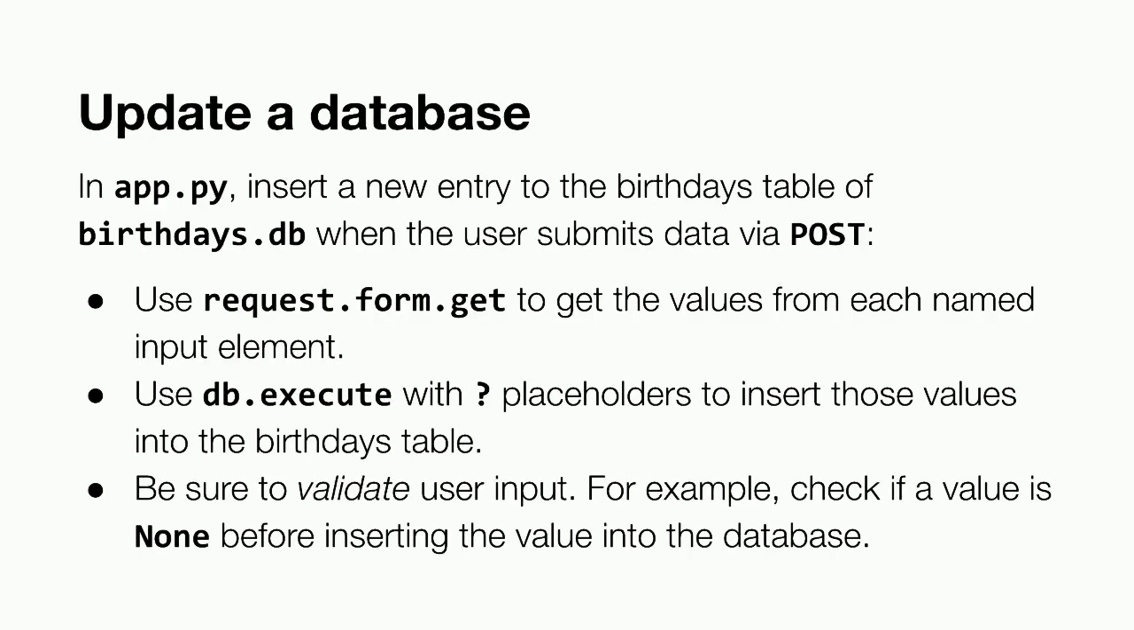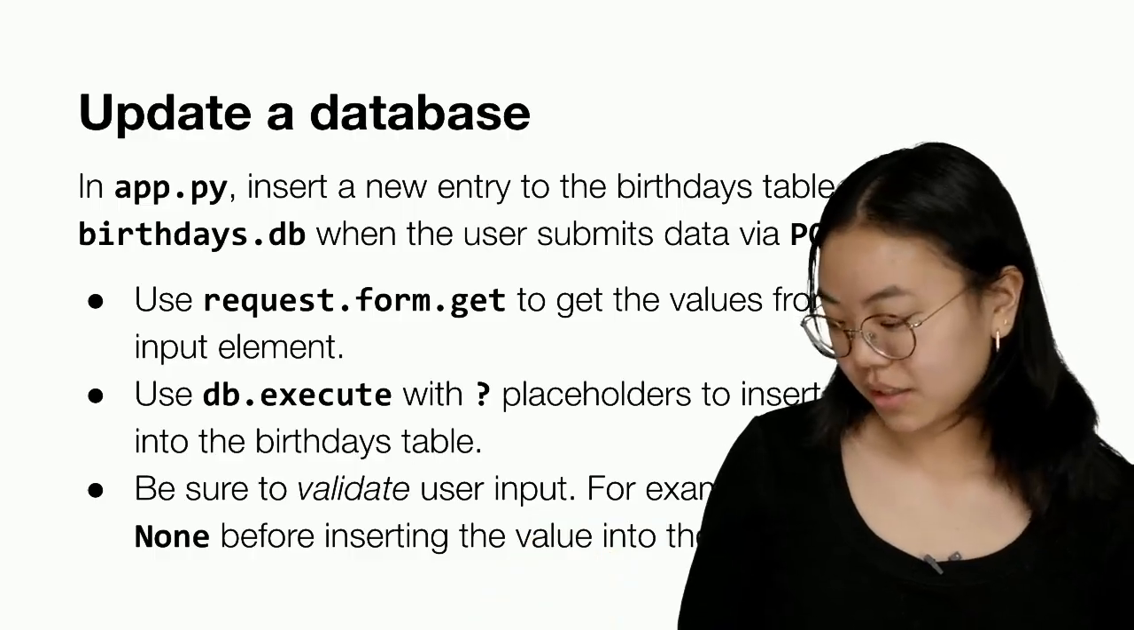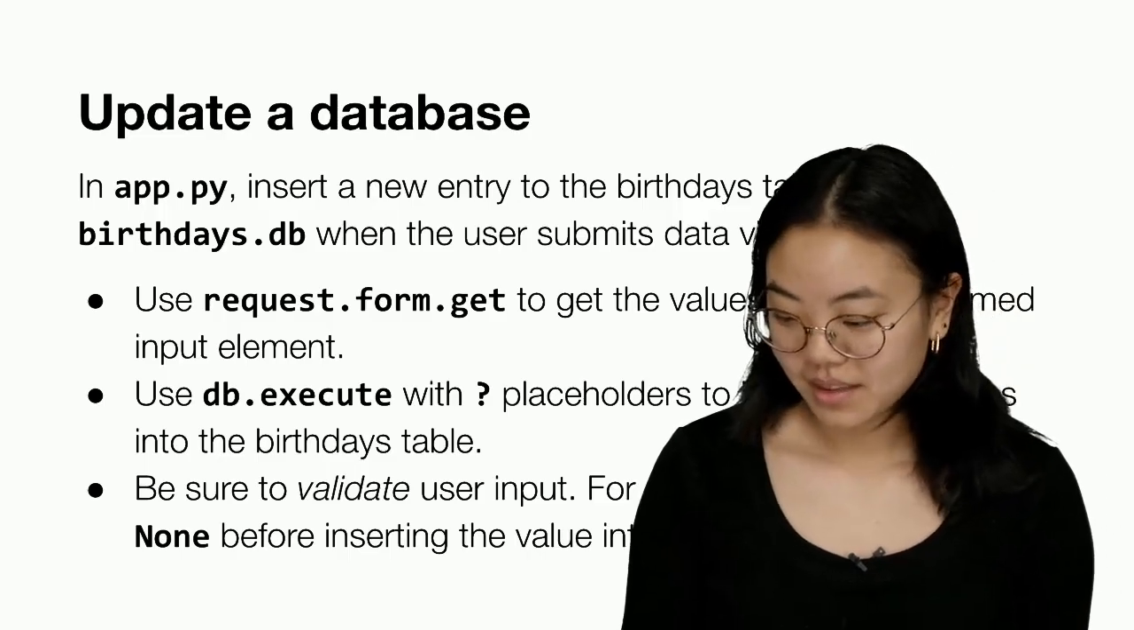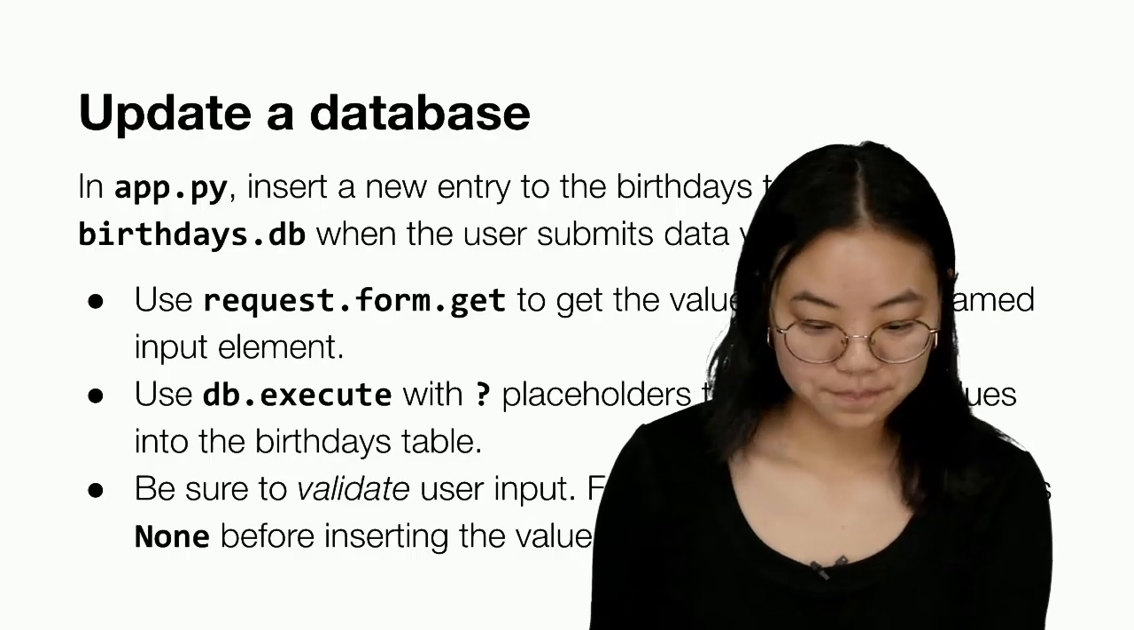So using that as an example, now we're going to go into app.py and insert a new entry to the birthdays table of birthdays.db. We're going to use request.form.get to get those values, and then we're going to use db.execute to insert those into the birthdays table. And then like we talked about earlier, we're going to make sure we validate user input. So making sure that the value is not none, or in our case, if we're checking for a month, we might want to check that that is actually a valid month that the person has inputted.